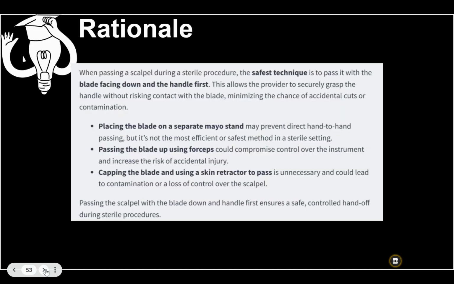When passing a scalpel during a sterile procedure, the safest technique is to pass it with the blade facing down and the handle first. This allows the provider to securely grasp the handle without risking contact with the blade. This minimizes the chance of accidental cuts or contamination.